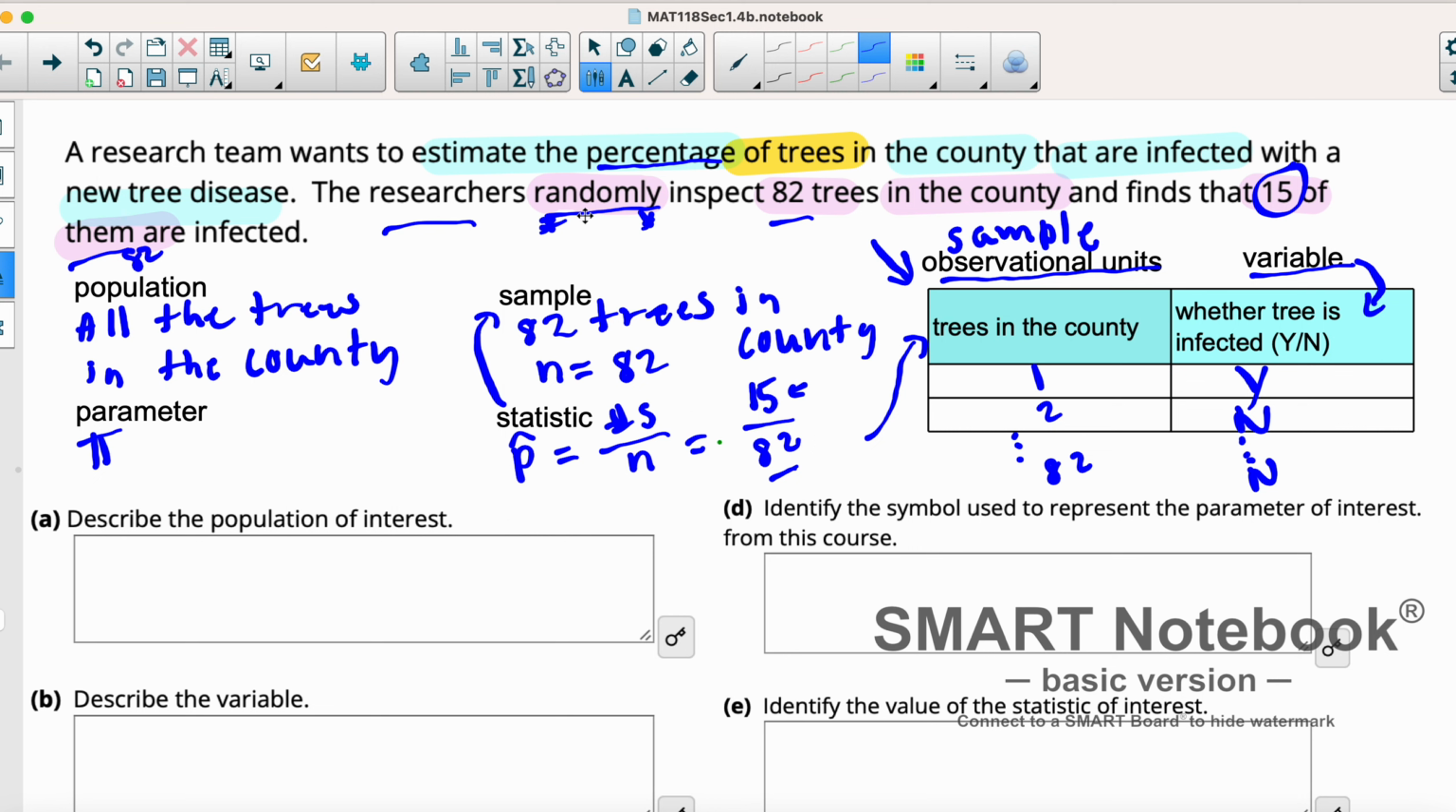All right. So it says describe the population of interest. Well, the population is just the things that I'm interested in. It's not the numerical thing that I want to determine. It's just the things. So my population of interest is all the trees in the county.